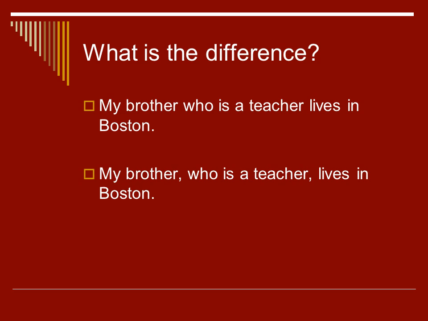So let's take a look at these two sentences. My brother, who is a teacher, lives in Boston. And my brother, who is a teacher, lives in Boston. What's the difference there?